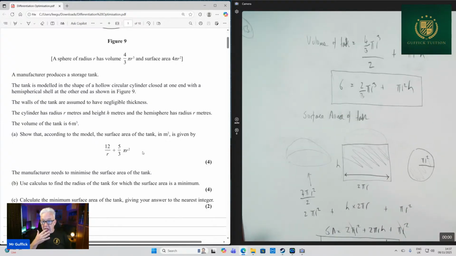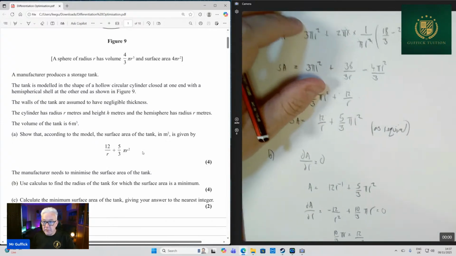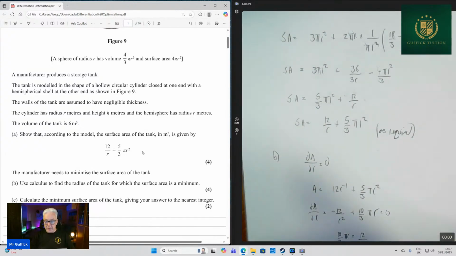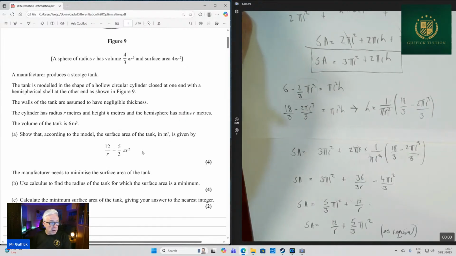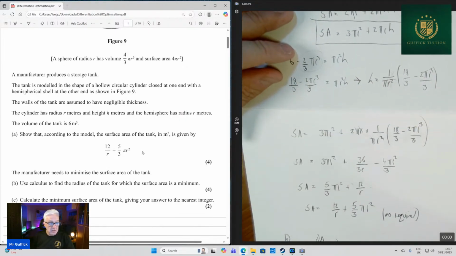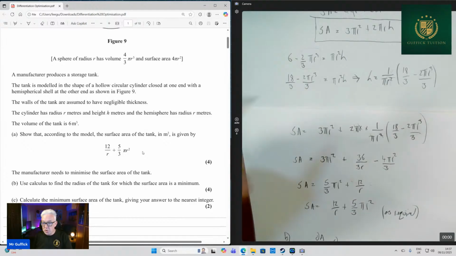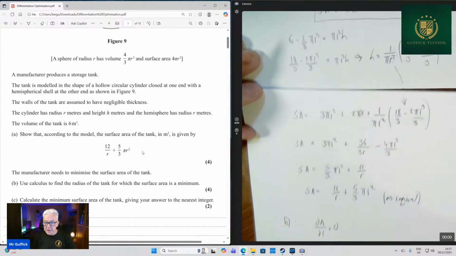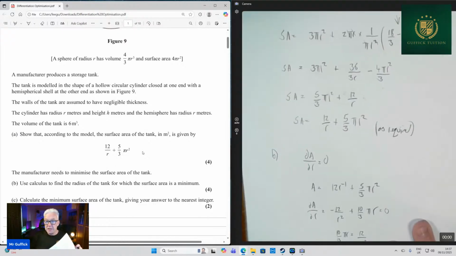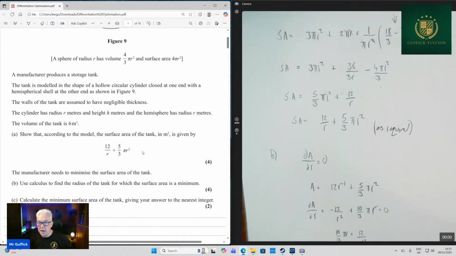And we're now going to sub that into our expression for the surface area. So we're subbing in the expression there for h, which is 1 over pi r squared times that, getting subbed in for the value of h from the previous equation. Now this gives us that our surface area is now equal to 3 pi r squared plus 2 pi r times the expression for h, which is 1 over pi r squared times the 18 over 3 minus 2 pi r cubed over 3.